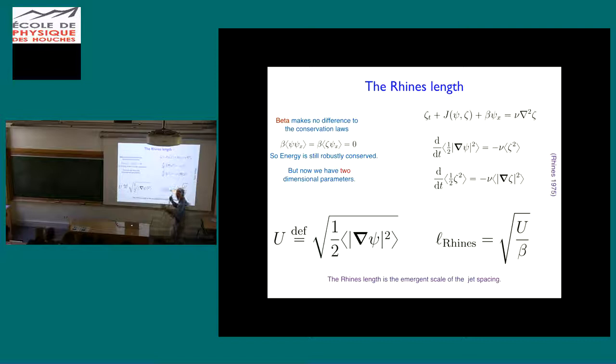So do you see homogenization of potential vorticity in the jets? No, the jets are definitely not well mixed. I'll talk about the homogenization of PV. It may happen in the forced problem, but not in the initial value problem.